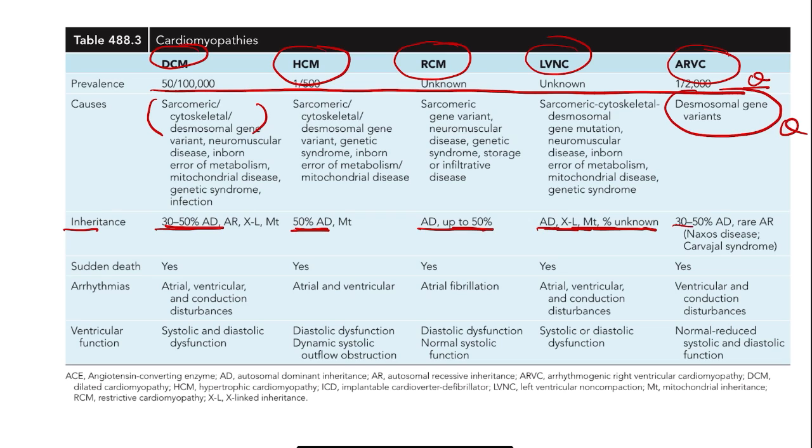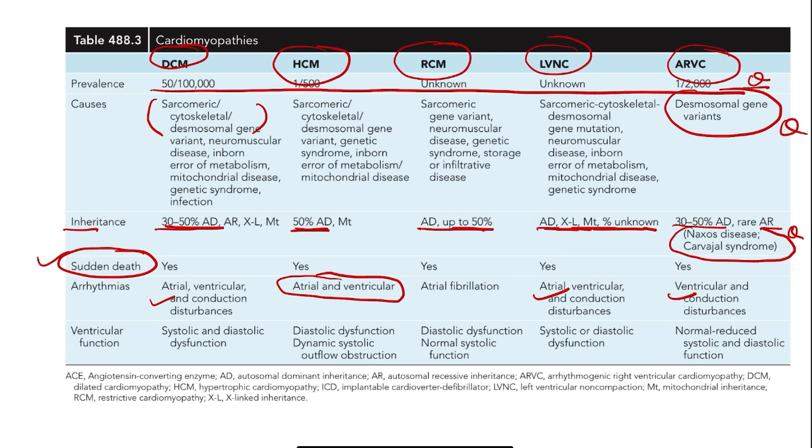ARVC 30 to 50% are AD, except rare autosomal recessive. They'll ask Naxos disease and Carvajal syndrome. These are variants of ARVC which are autosomal recessive, potential MCQ. Sudden death, yes, this is associated with every cardiomyopathy. Arrhythmias are atrial, ventricular, and conduction disturbances in three of these conditions, but HCM and RCM have atrial and ventricular fibrillation in case of HCM, and RCM is atrial fibrillation.